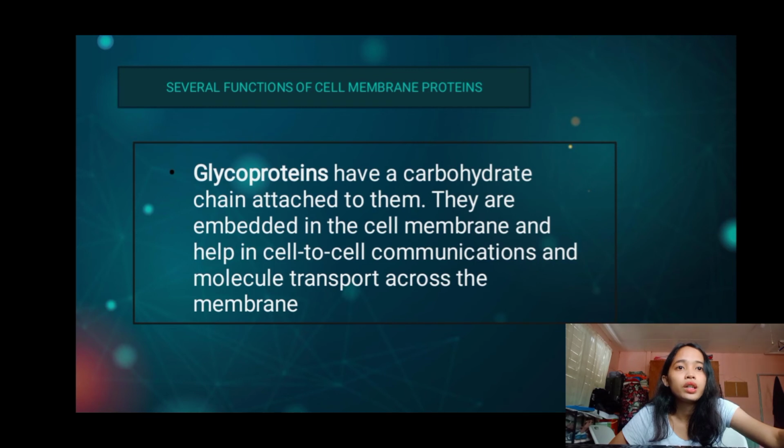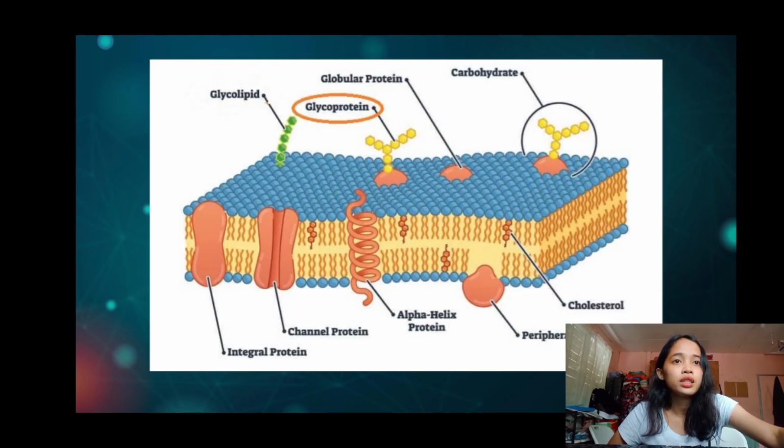So next one is the glycoproteins. Glycoproteins have carbohydrate chains attached to them. They are embedded in the cell membrane and help in cell-to-cell communication and molecule transport across the membrane. So in this illustration we can see the glycolipids, globular proteins, the carbohydrates, the channel proteins, which are transport proteins, the integral protein, the peripheral proteins, and the cholesterol, and here we have the glycoproteins.